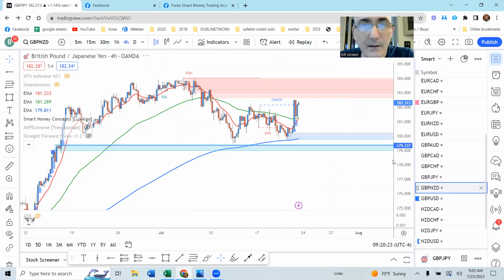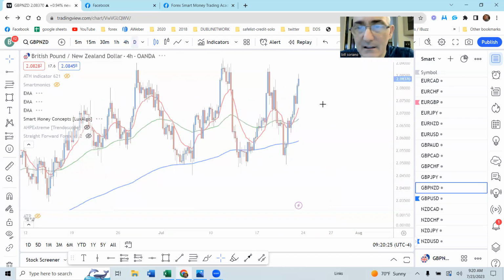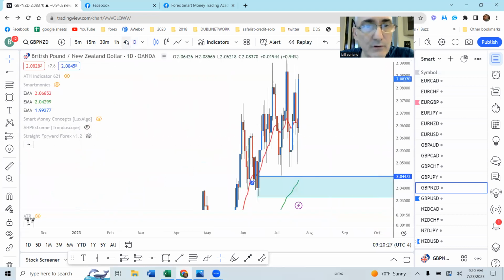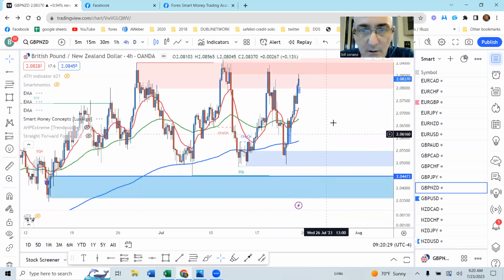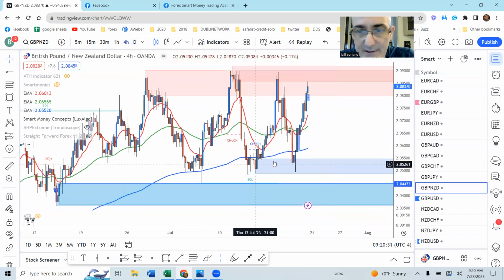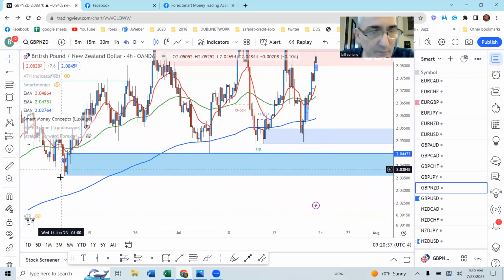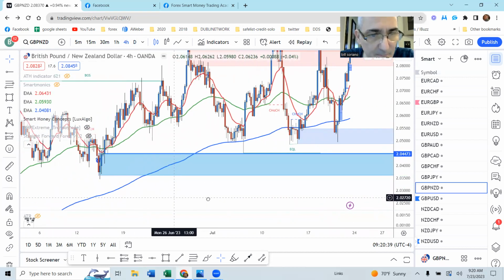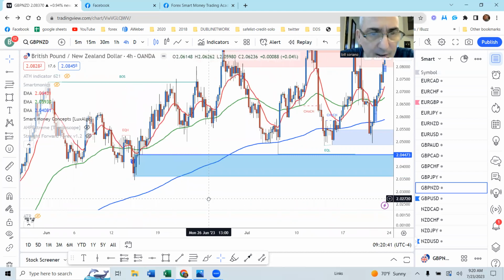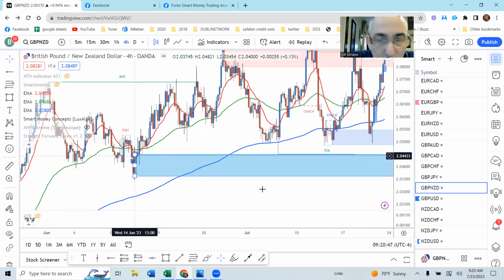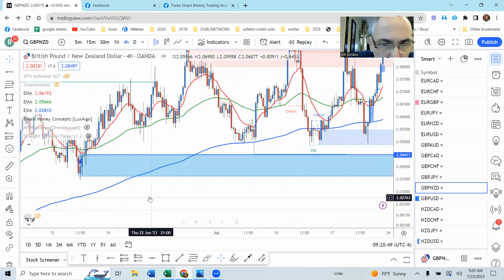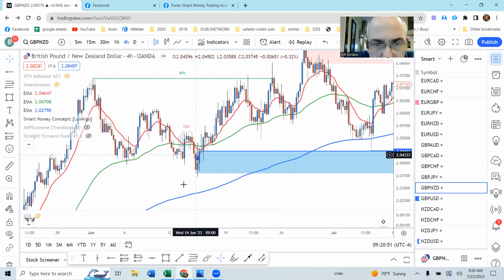GBP NZD on the daily, we're very bullish on the 4-hour. Again, it's trying to give us an order block here, which isn't valid because I don't get a clean break of structure. So we're going to stick with the order block that we have down here. It looks like we probably use the 1 hour to identify this order block, or we use this little, it looks like a blue candle to me.